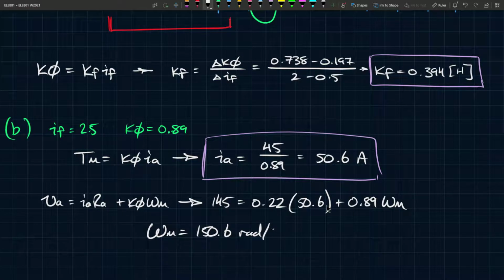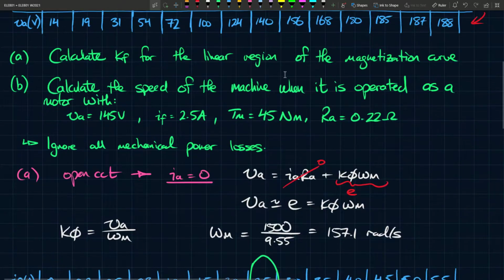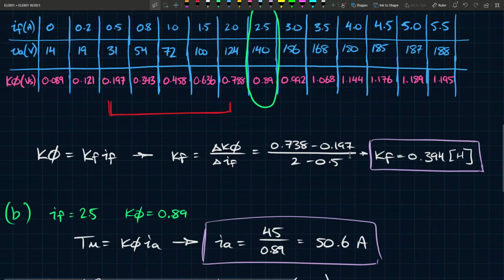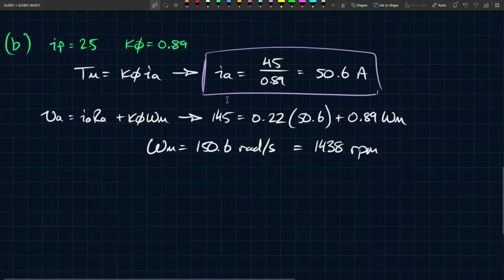You'll find that the speed omega m is 150.6 radians per second. And if you want to convert that to revolutions per minute, or RPM, what you'll get is 1438 RPM. And this makes sense because it's spun externally at 1500, which is the open circuit condition. Then it shows that in the event there is some load, or some torque applied, this speed is lower, which is what we expect.